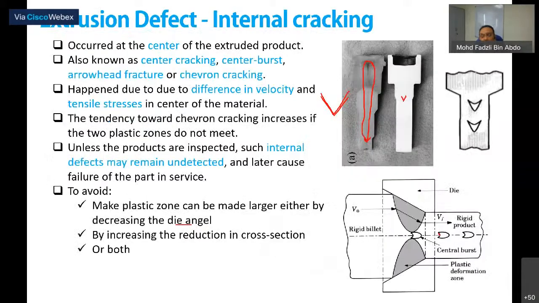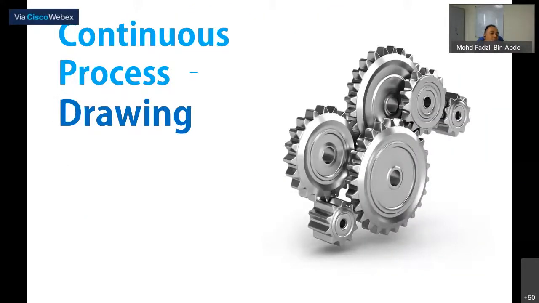Okay, tadi kita dah masuk continuous process untuk extrusion. So ini kita masuk drawing pula. Yang tadi extrusion tadi, term dia lebih kepada kita tolak. Dia ada pressure yang tolak. Drawing ni pula adalah pressure yang kita tarik.